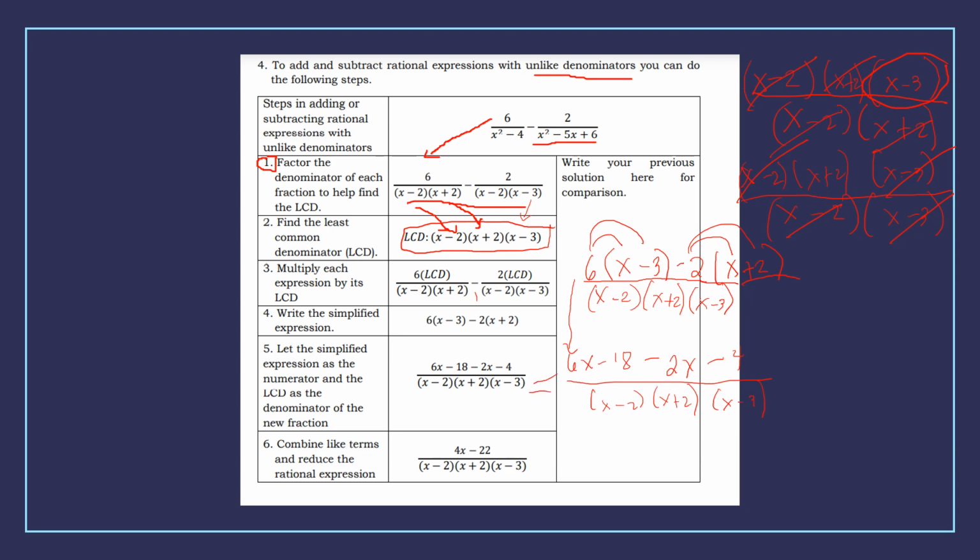After that, let's combine similar terms. Similar terms are 6x minus 2x will give us 4x. And negative 18 minus 4 is negative 22 over x minus 2, x plus 2, and x minus 3. This is now the reduced rational expression. That is how to add or subtract rational expressions with unlike denominators.